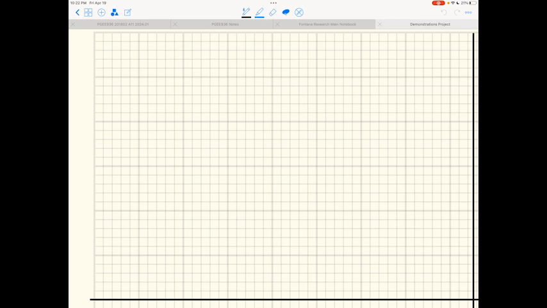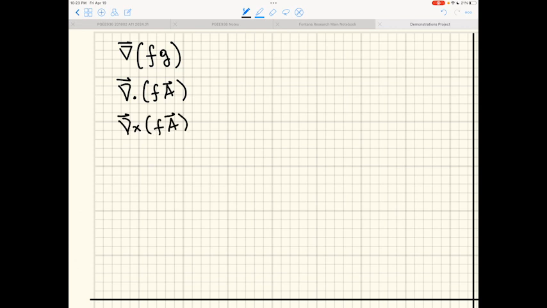The objective of this demonstration is to determine the chain rules for the three very frequent differential operations in vector algebra. One of them is the simple one, which is the gradient of a product of two functions, right? The other one is the divergence of a function times a vector, and the other one is the curl of a function times a vector. Okay, this one is very simple.